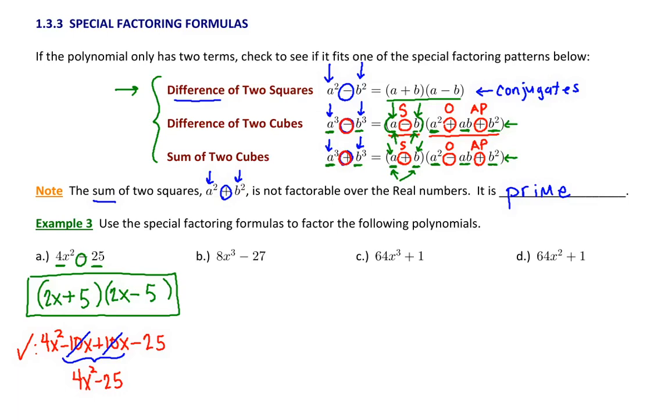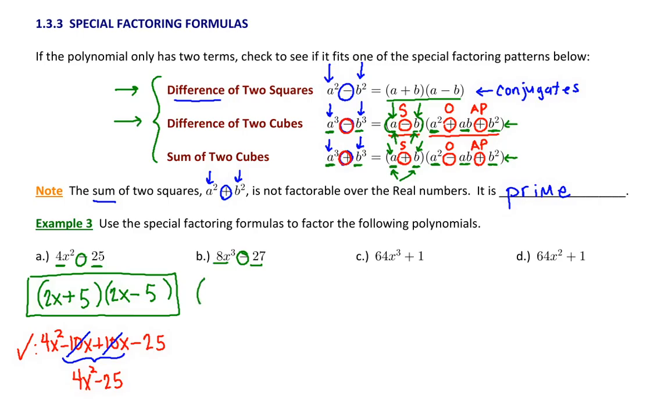All right, let's look at example B. We have 8x cubed minus 27. Again, I notice there's only two terms. The first term is a perfect cube. The last term is a perfect cube. And notice we have a minus in between. So we have the difference of two cubes. So we need to follow our special factoring formula.